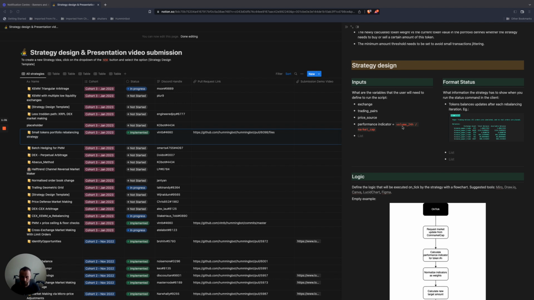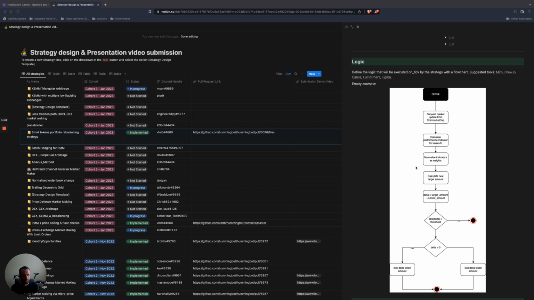then calculates as a performance indicator the traded volume over a 24 hour period versus market cap for the given token. Then it normalizes and calculates the weights for each token in the portfolio, and based on the deltas between the current portfolio distribution, token distribution, and the newly calculated weights, it trades out, or buys in, or sells the tokens and rebalances the portfolio, skewing towards a better performing one.